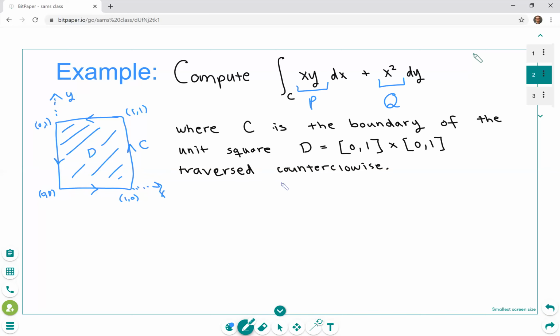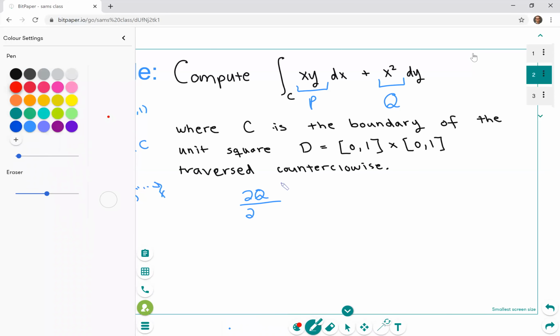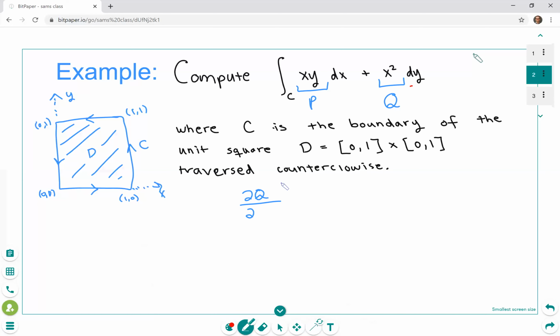Then you just have to find the partials and subtract them to get your integrand. So partial Q, partial x. Sorry, x. You always do the opposite one, that is one way to remember it. Q is what gets multiplied by the dy, and you always do the opposite one when you take the derivative. So you want to do partial Q, partial x.